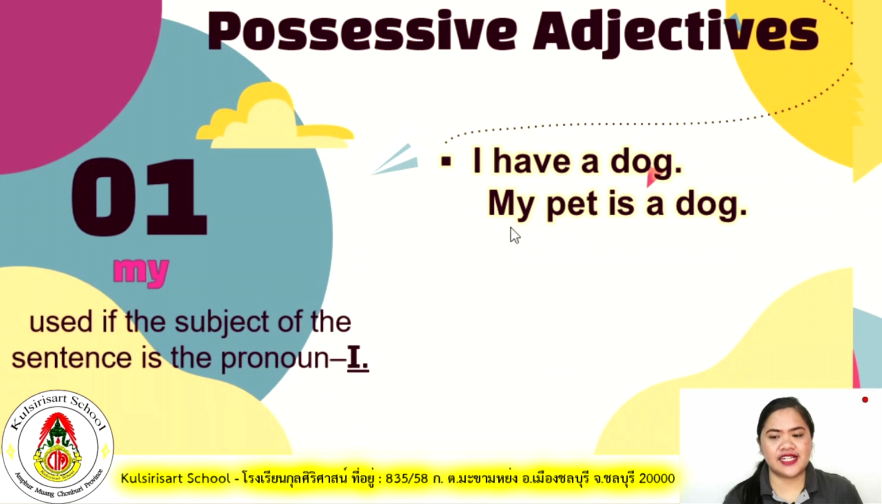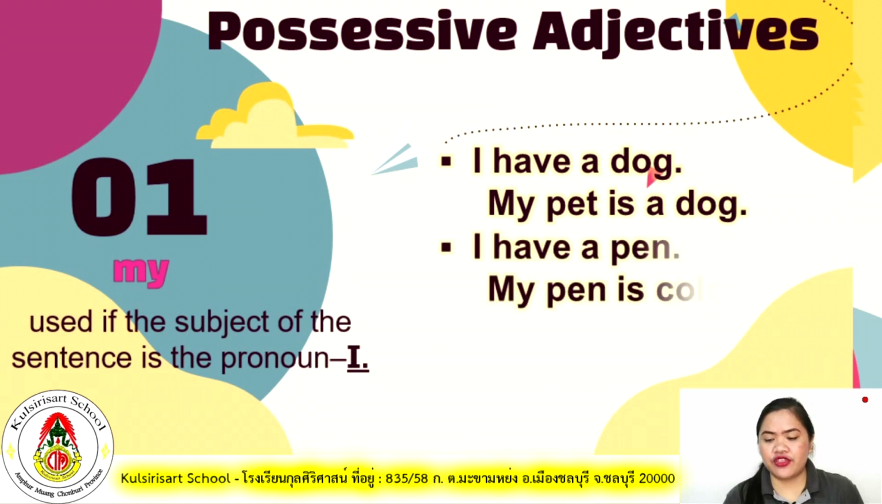Look at this sentence. My pet is a dog. Because here, the sentence is using I. So, of course, as what I told you, if the subject is I, you will use the possessive adjective my.